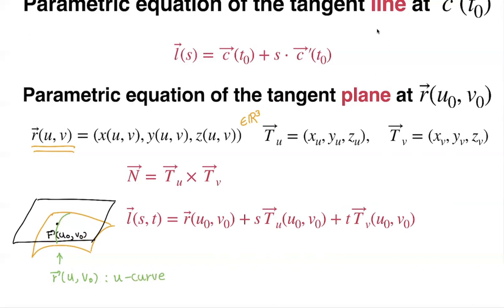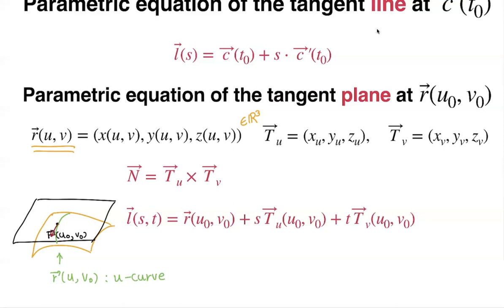And as we saw before, we can find the tangent vector of this green curve. Which color is where? I think it's not good. Let's use the red.